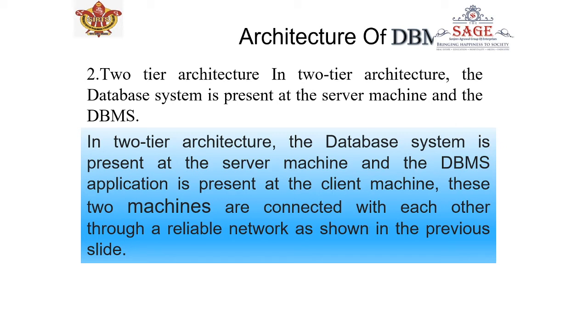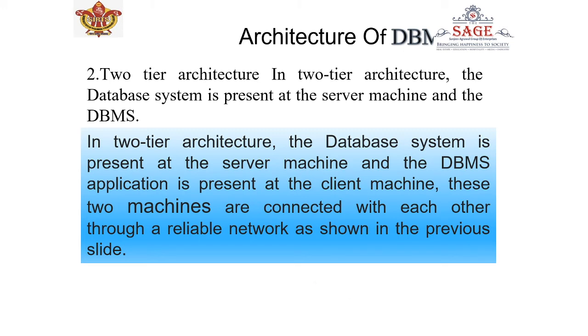Which we will see in the next chapter. We will see JDBC and ODBC also. Okay. So in two-tier architecture, the database system is present at the server machine and the DBMS application is present at the client machine, right? These two machines are connected with each other through a reliable network, as shown in the previous slide. Now two-tier architecture is clear to our mind.